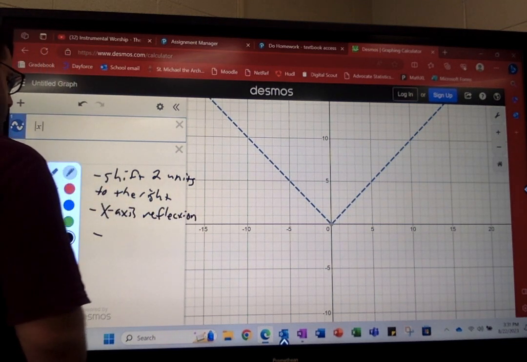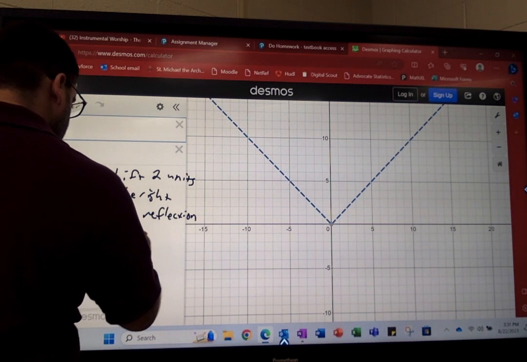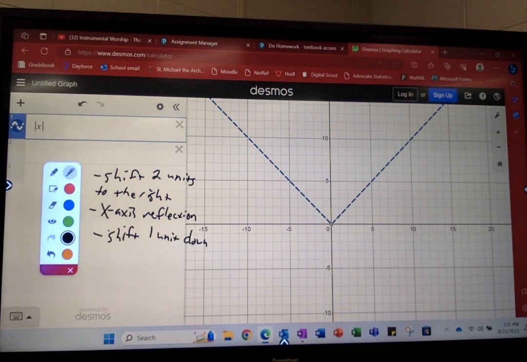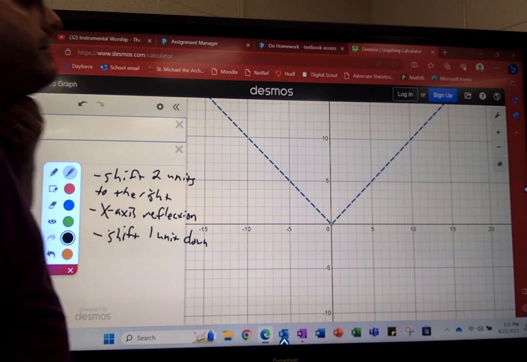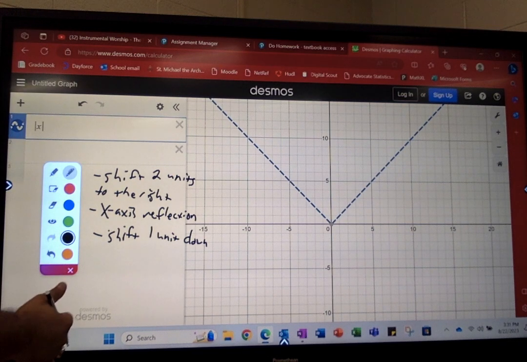And then I want to do a vertical shift 1 unit down. Now, first off, how do I write this out? Well, here's what I'm going to do. First off, I'm going to do the ones that affect the x values first, and then move out to the y values.